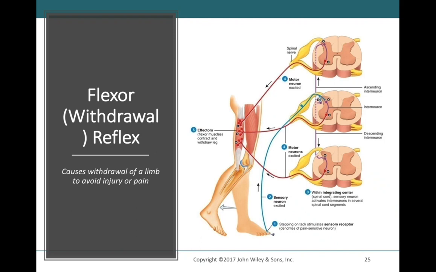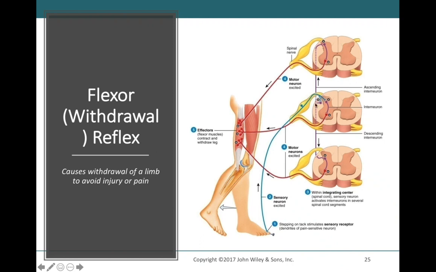So the flexor withdrawal is another protective reflex that we have to protect our body from injury or pain. So in the flexor withdrawal reflex, you can see that our sensory receptors are picking up the information that we've stepped on some type of tack. So you can imagine as you're walking through your house, you might step on something sharp with your right foot. That's going to get sensed by sensory receptors and be sent up through sensory neurons into the spinal cord.